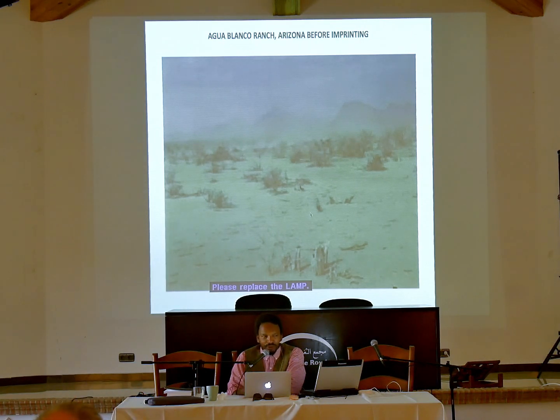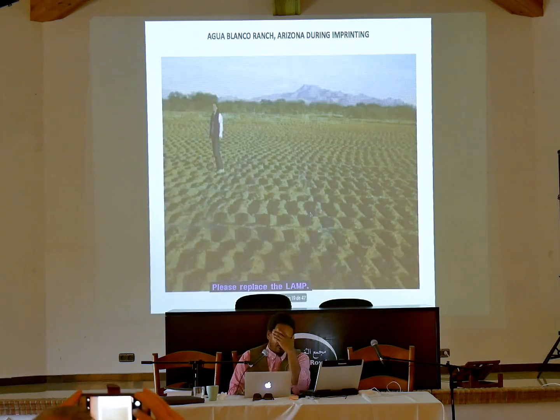If you've ever been to the Southwest United States, that's where a lot of the arid areas, some of the deserts, like the Sonoran Desert, are located in that part of the U.S. So a lot of places look like this. So before, during the imprinting, and after.